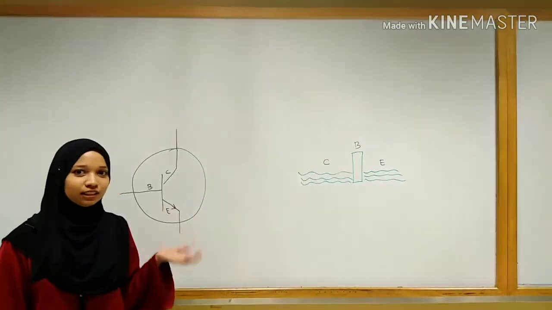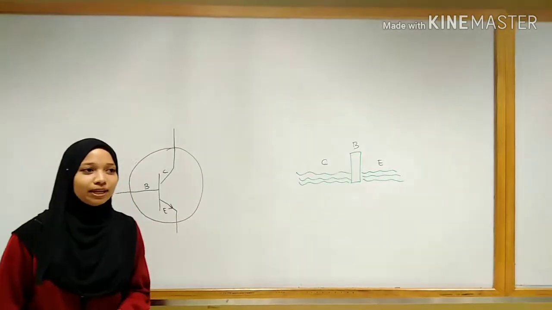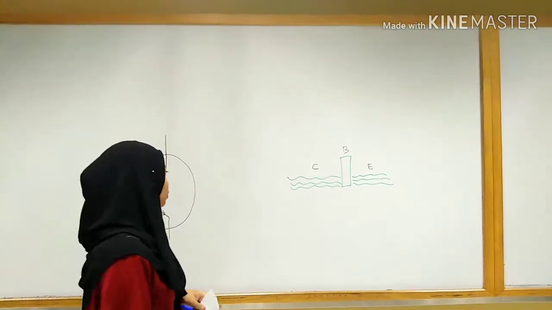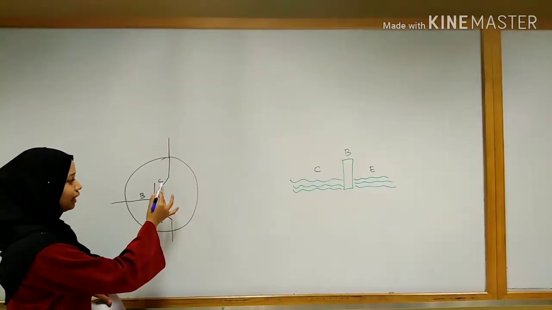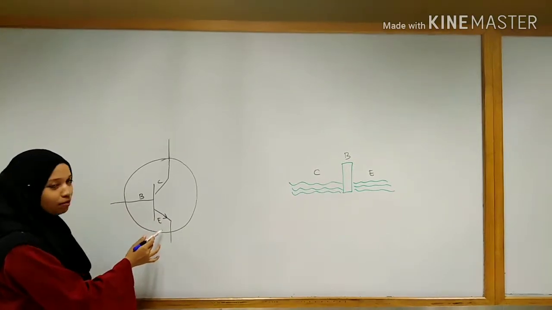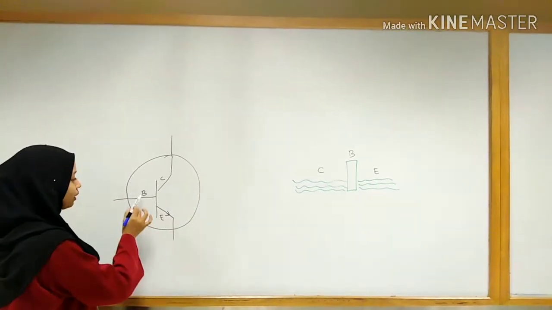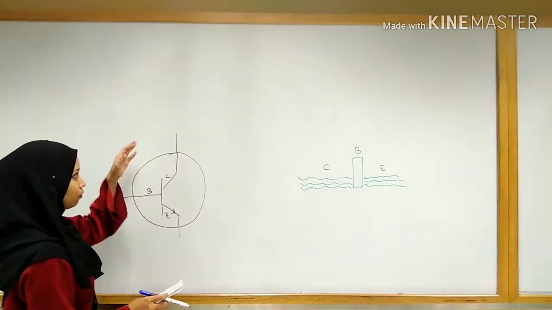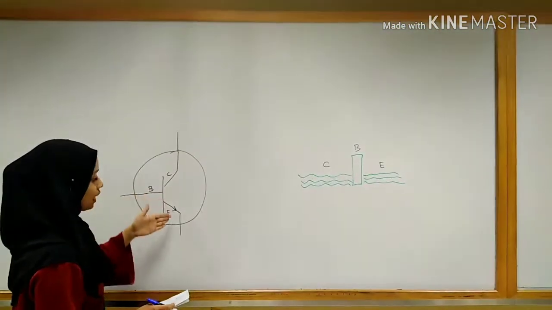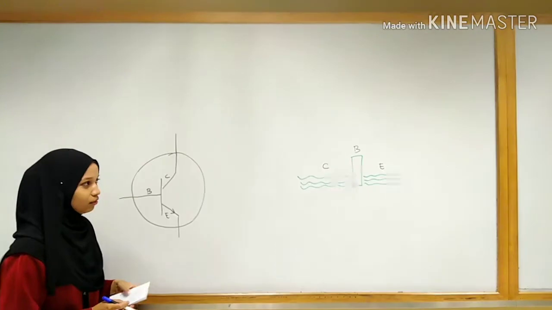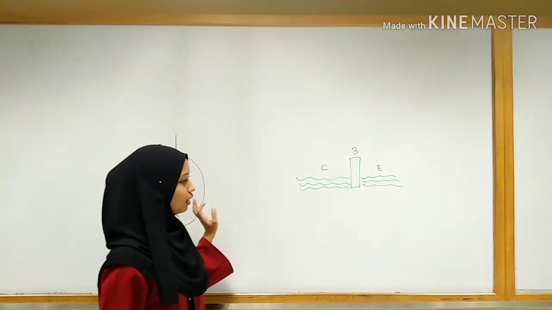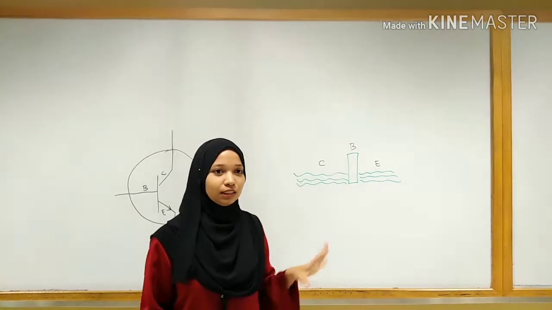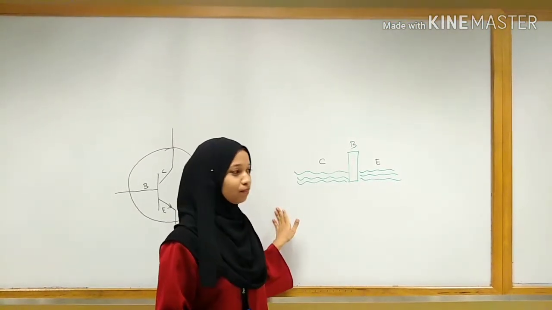How does a transistor work? Basically, a transistor has three terminals, which are the collector, base and emitter. The function of the base is to control the current from the collector to the emitter. For example, a similar function to the transistor is a water dam.